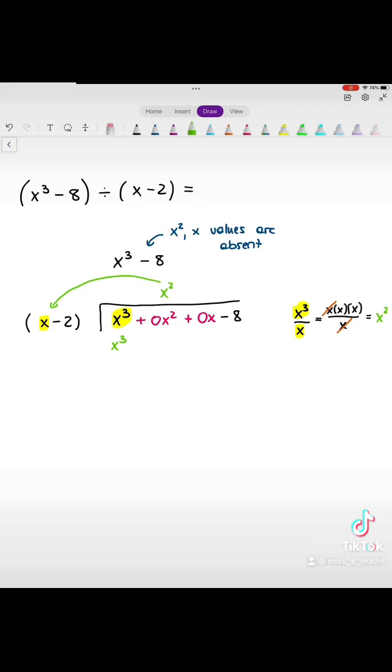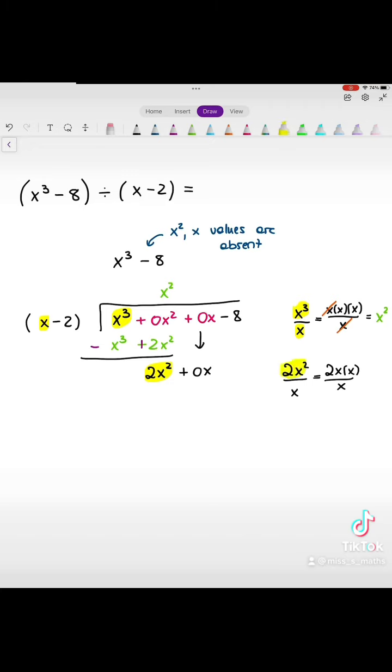and we're going to multiply x squared by x, which is x to the power of 3, and x squared times minus 2, which is minus 2x squared. We now subtract that whole thing, which means we need to change all our signs again. So we have positive 2x squared, and we bring down that 0x or just leave that position blank again.